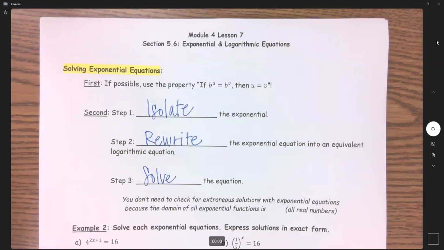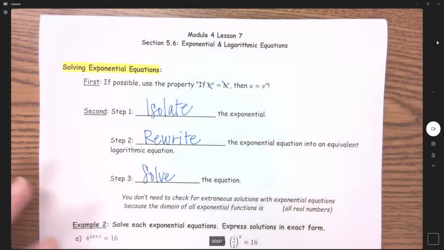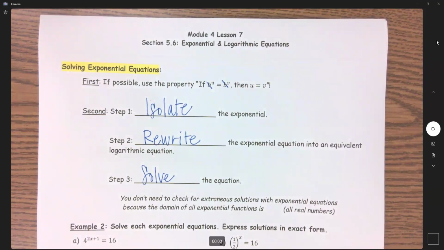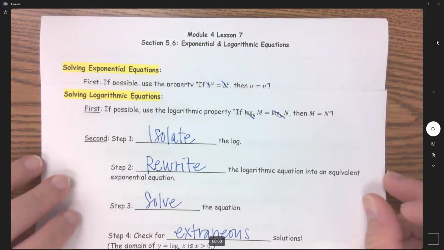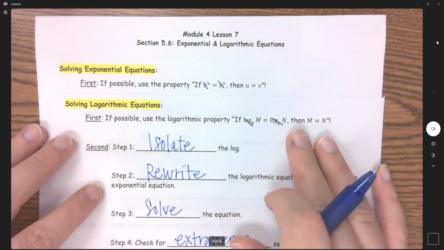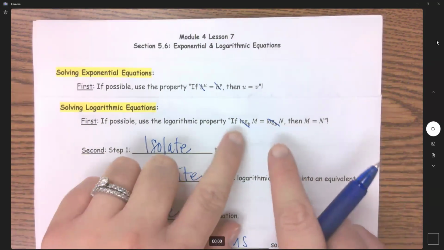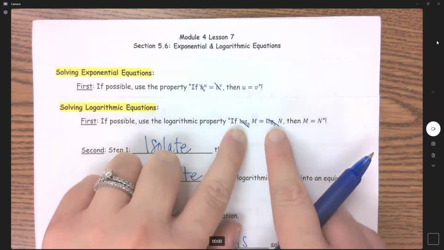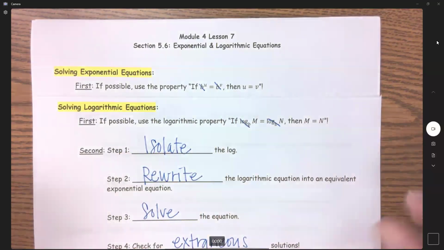In the last video, we went over solving a logarithmic equation, so let's now solve exponential. And these steps are almost the exact same. It says, if possible, use the property: if b to the u equals b to the v, then u equals v. So if these bases are the same, we'll cancel them out and set the exponents equal to each other, which was truly the exact same first step in my logarithmic equations. If I had log base b and log base b, you could cancel them out and set what was left equal to each other. So almost identical.